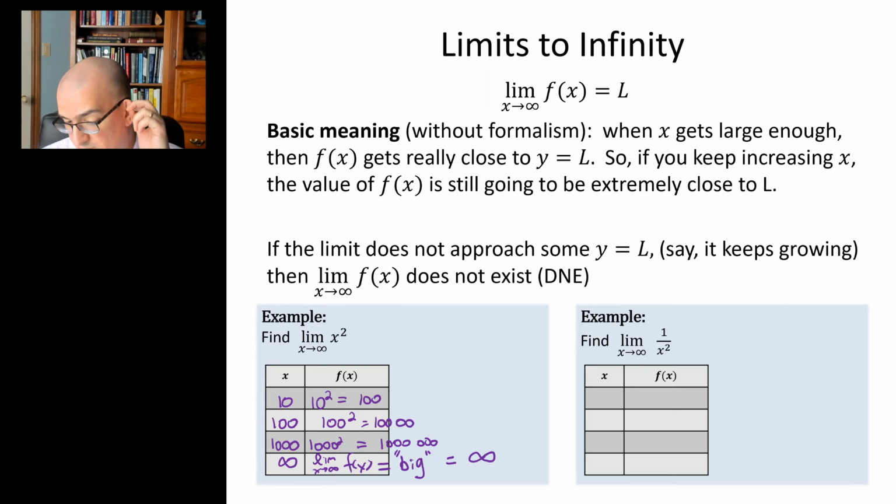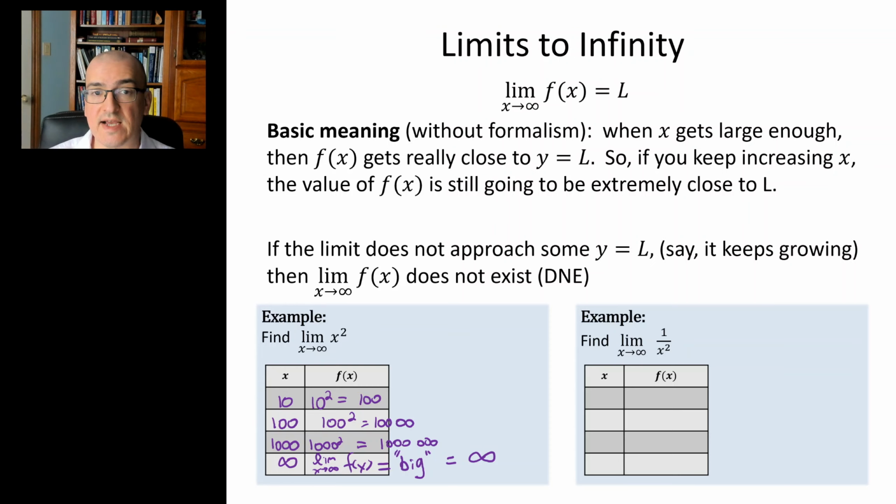We would say that the limit as x approaches infinity of x squared is infinity. It's infinitely large. If someone claims differently, if they claim it's actually a number, then they haven't plugged infinity into it. They haven't done the limit properly.